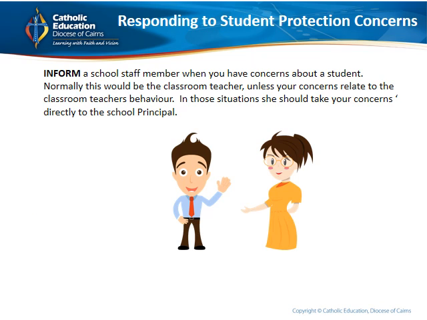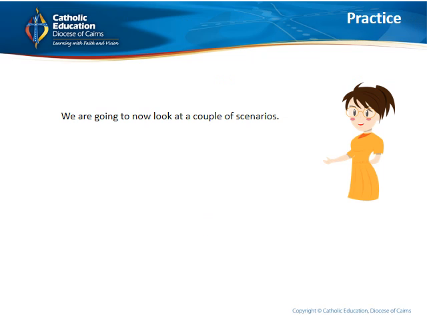If you have concerns about a student, you must inform a staff member. Normally this would be the classroom teacher, unless your concerns relate to the classroom teacher's behaviour. In those situations, you should take your concerns directly to the school principal. Your Child Protection Handbook has a number of case scenarios that you can work through individually or as a group. We are going to look at a couple of these examples now.